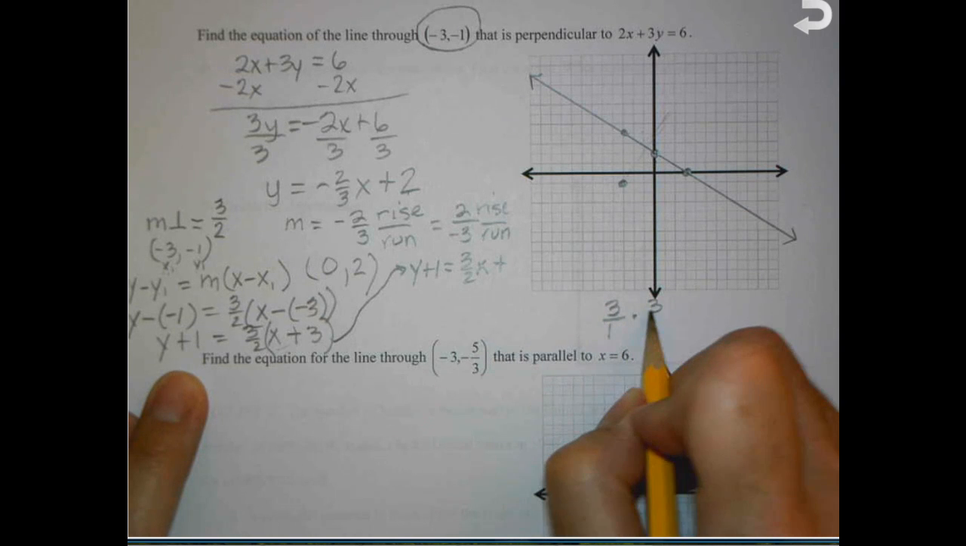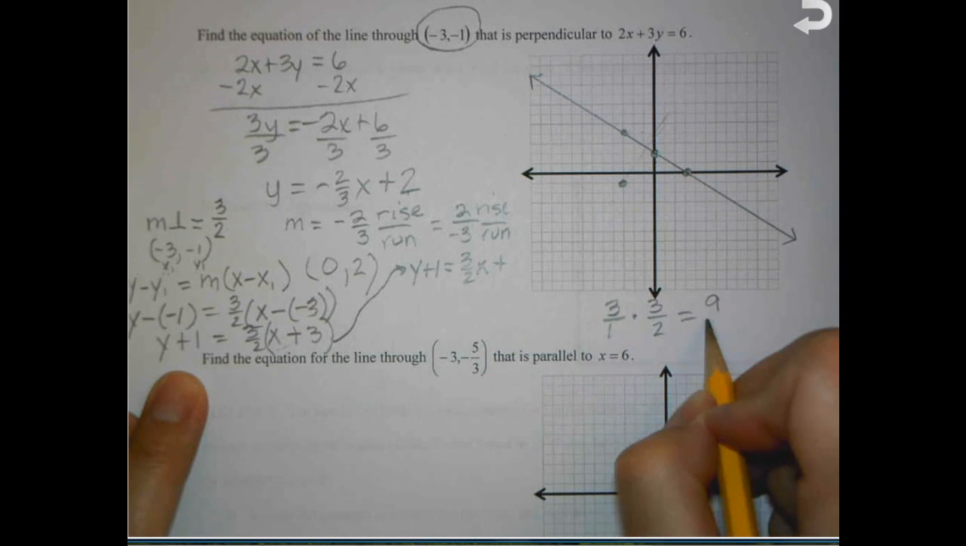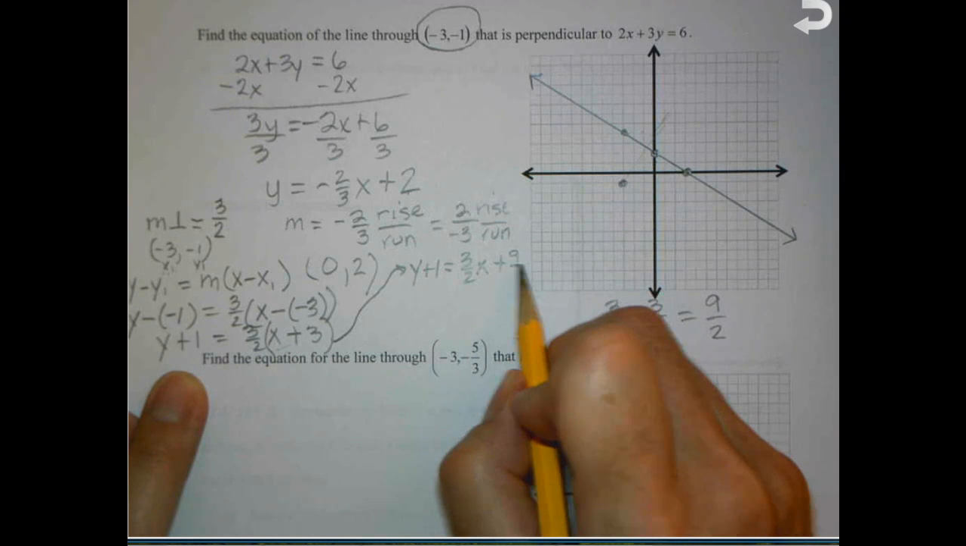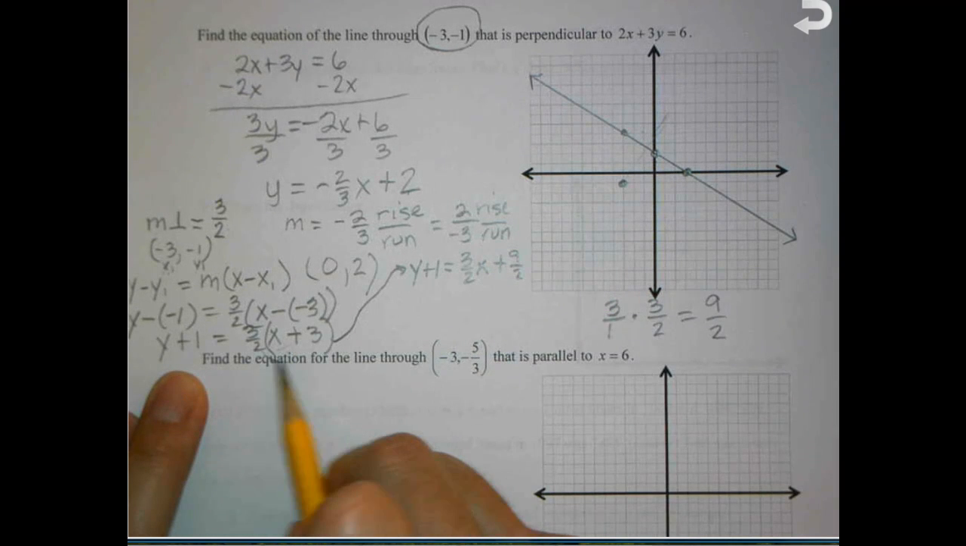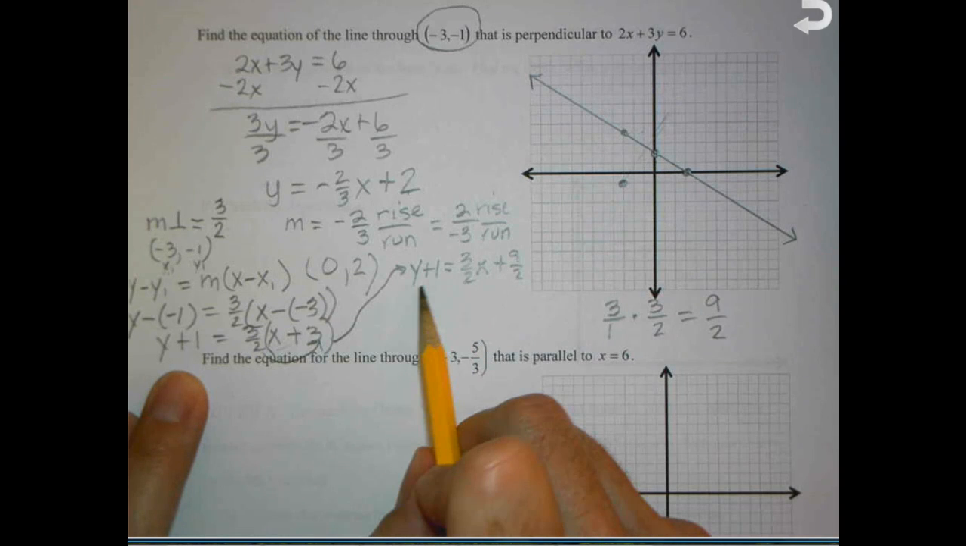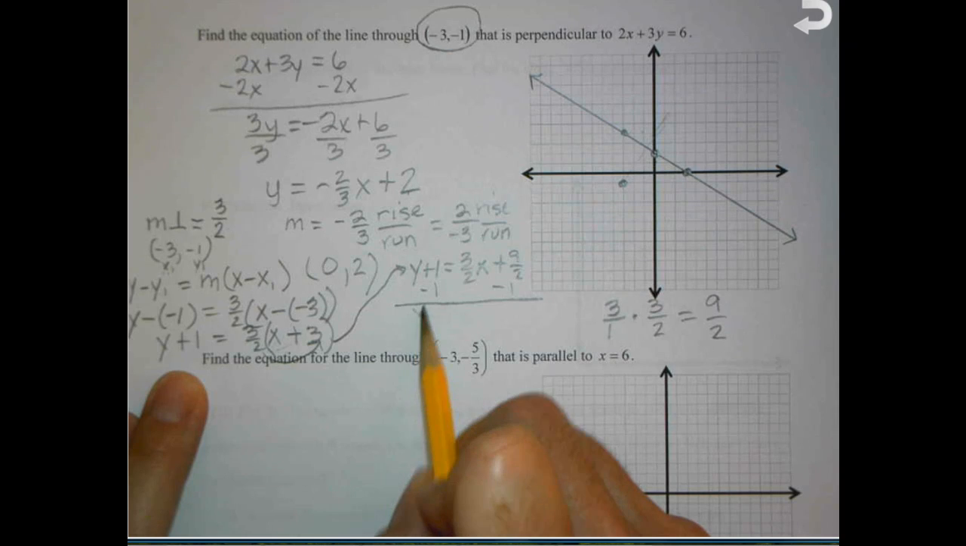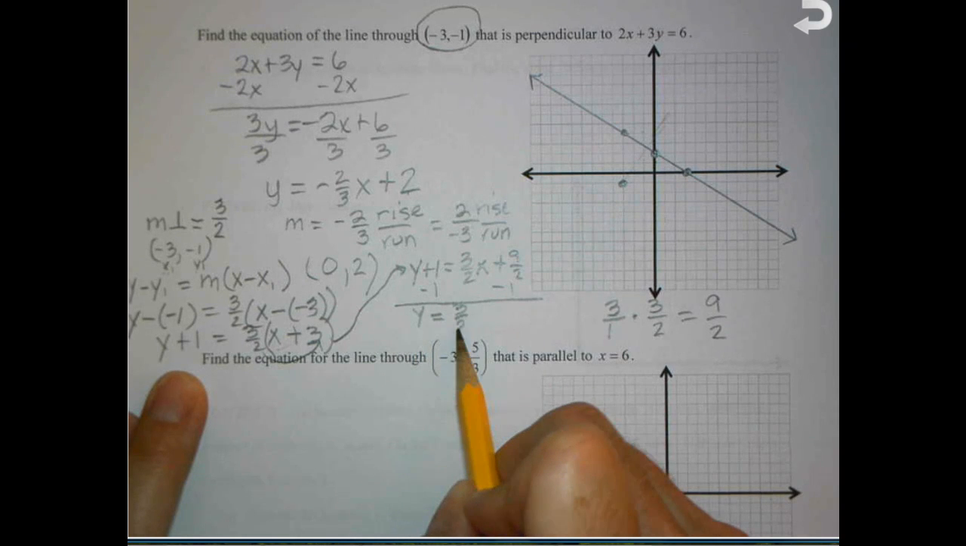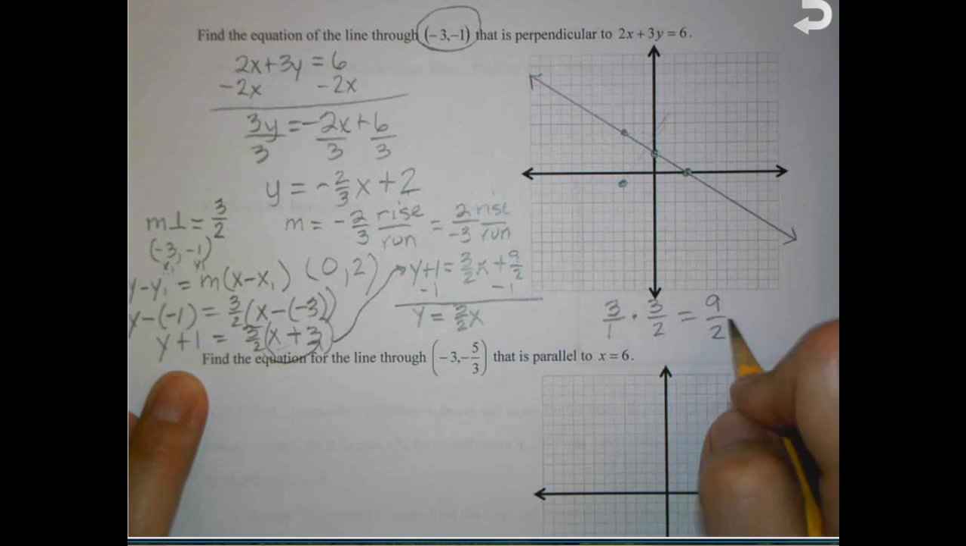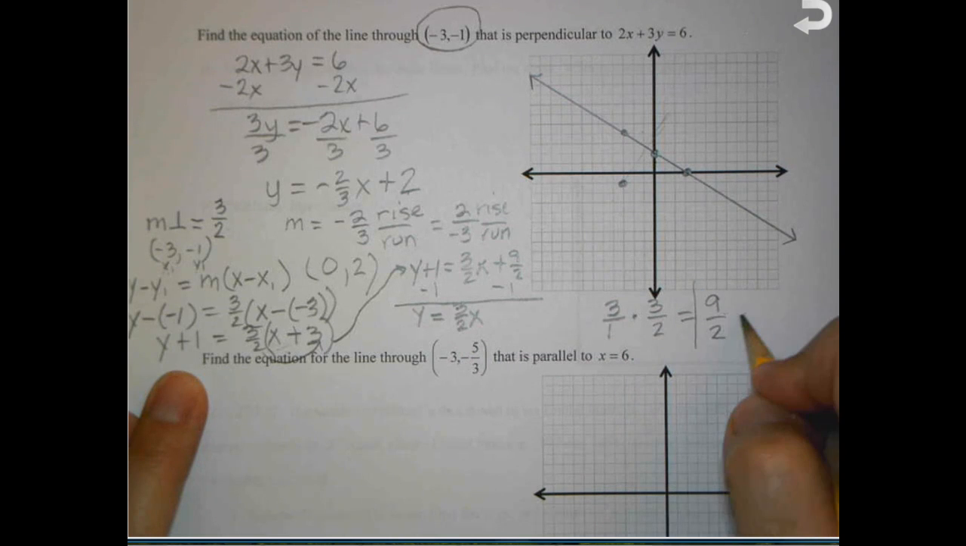3/1 times 3/2, I get 9/2. So I'll put that in, 9/2. That's for multiplying right here. And then I want to subtract 1 from both sides. And I have y equals 3/2 x, and then I have 9/2 now minus 1/1.